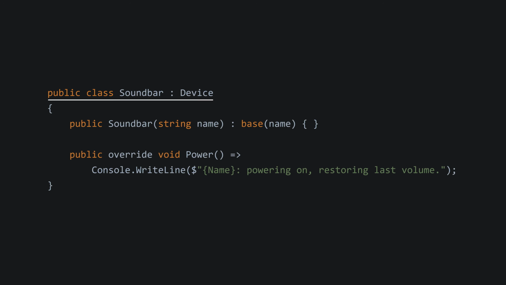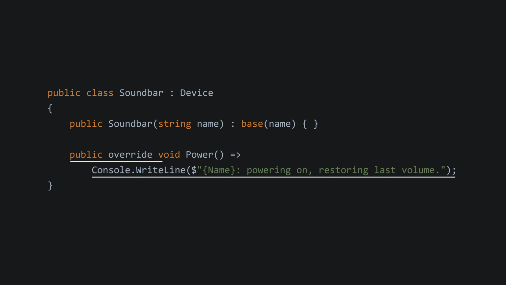Soundbar does the same thing, with its own behavior. Power on, and restore the volume from last time. Same signature, same keyword: override. Completely different body. Nothing about TV's version and nothing about soundbar's version has to agree with each other. Only the signature they are both overriding has to match.